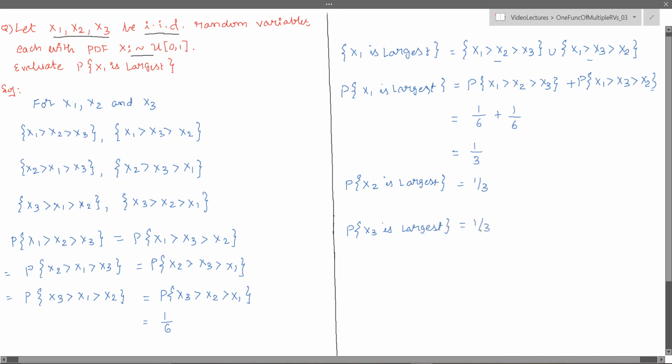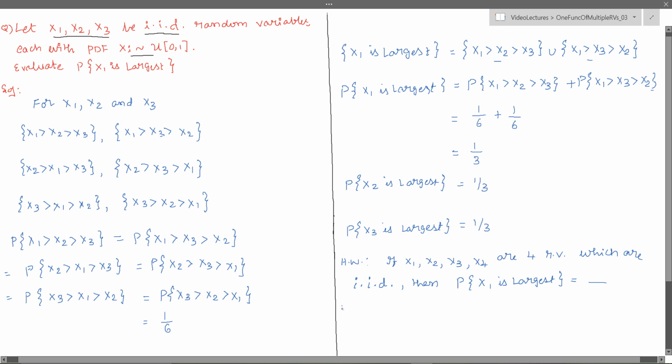If you are interested, you can extend this result to 4 random variables. We'll take that as homework. If x1, x2, x3 and x4 are 4 random variables which are independent and identically distributed, then the probability that x1 is largest would be equal to dash.